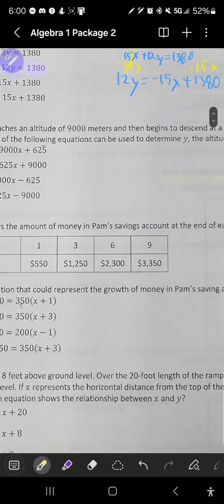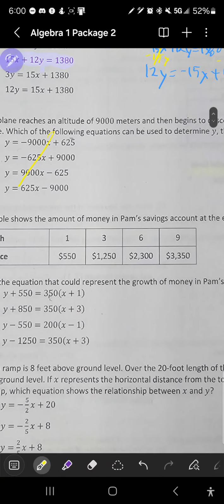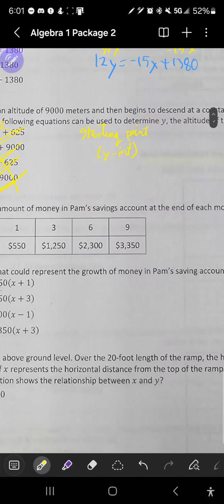So first we start. We say that it begins at 9,000 meters. So that's our starting point. Our starting point, which can be translated as the y-intercept, because it's our starting point, is going to be equal to 9,000.